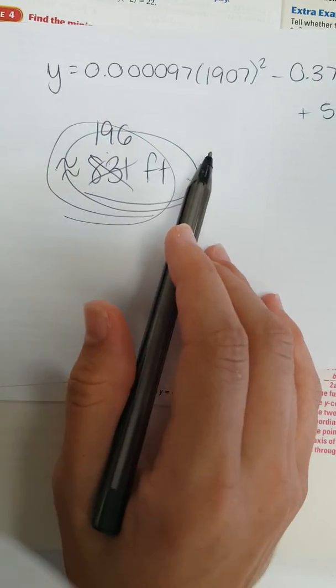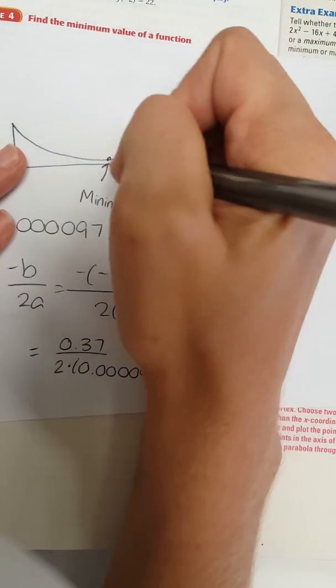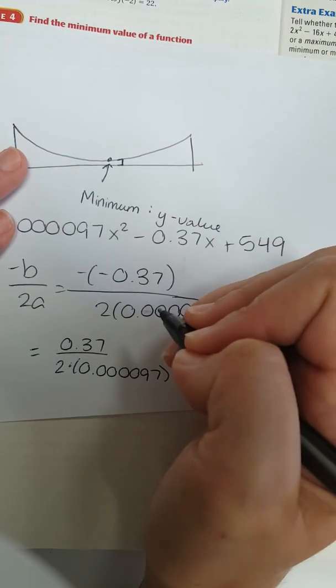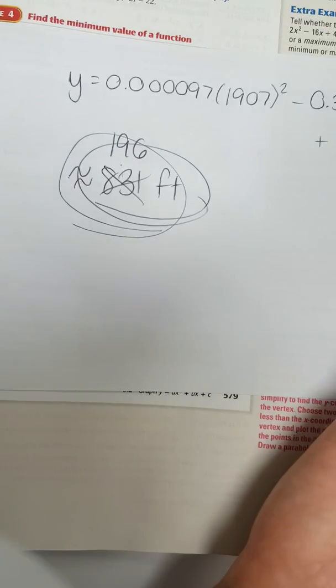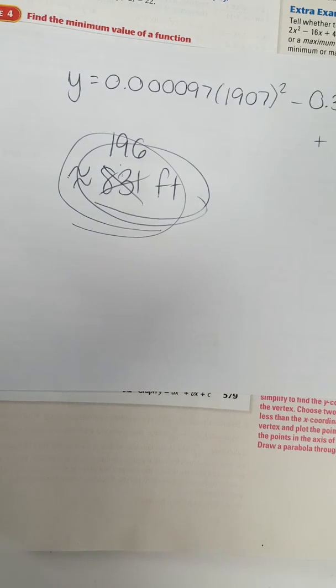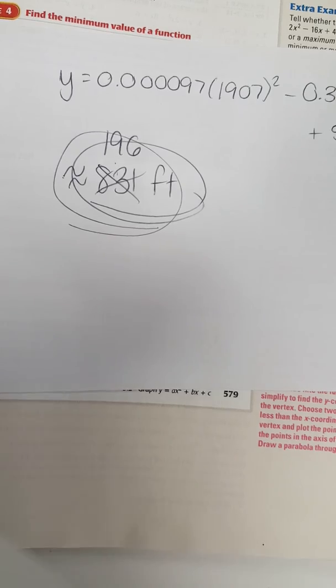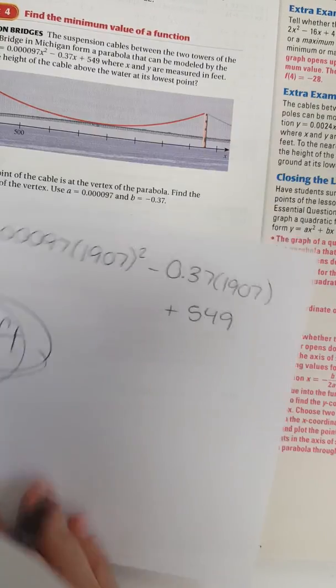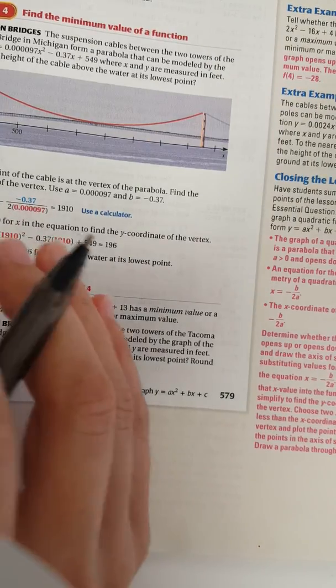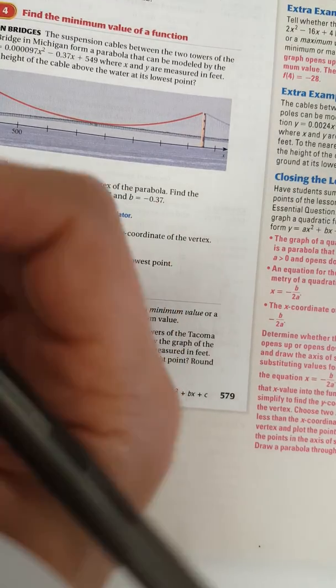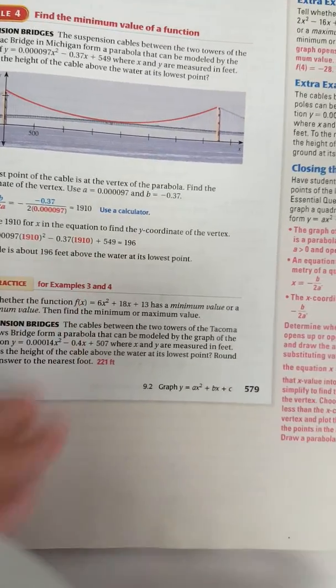That's how high the cable is above the base of the bridge. How much space there is, 196 feet approximately. And that's just finding the minimum. Find the x value first, plug in and solve for the y. Okay, I hope that makes sense. Good luck with the homework. If you need to, ask each other questions. Work through that.